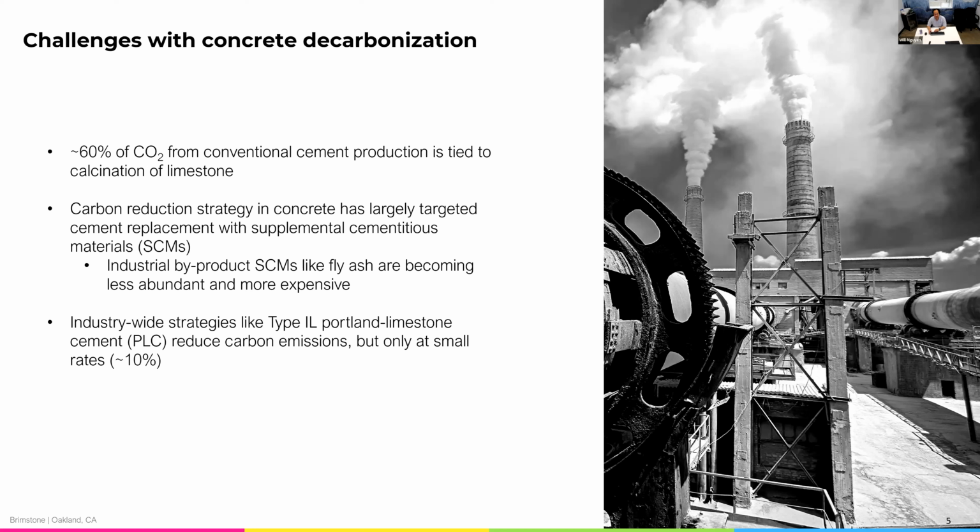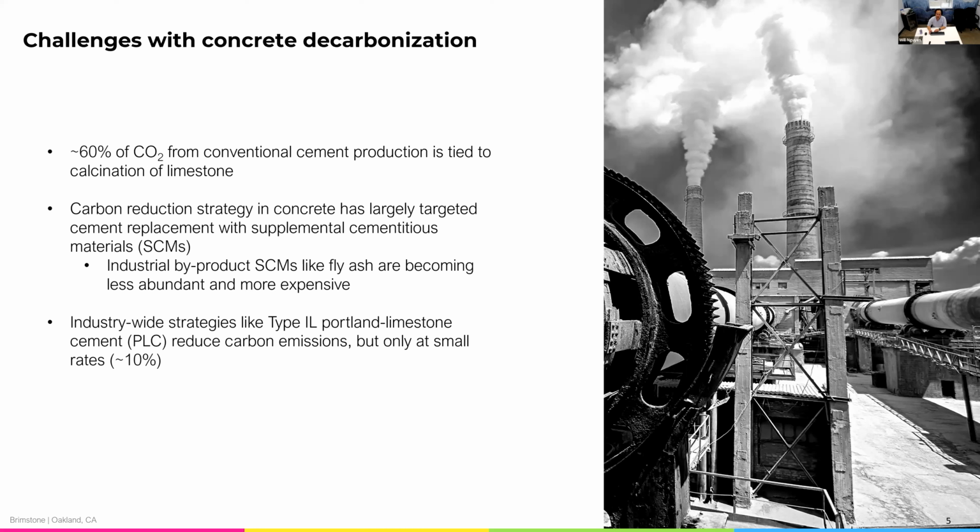The problem with some of these SCMs, particularly with fly ash, is that they are industrial byproducts. And because fly ash comes from coal combustion power plants, because those power plants are gradually retiring and being decommissioned, the availability of some of these SCMs like fly ash is going to dwindle in the future. And so a strategy of replacing cement with SCMs will be more challenging as some of these SCM supplies go down.